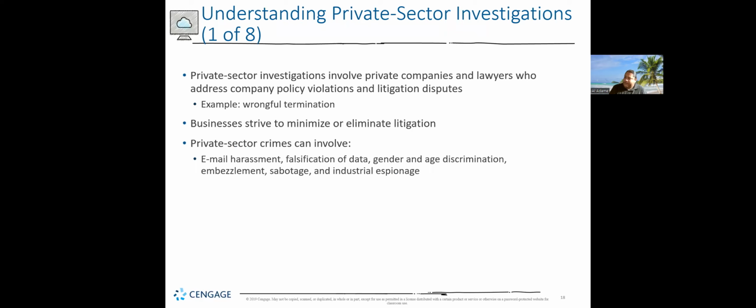Private sector, start with that for a bit. Investigations involve private companies and lawyers dealing with company policy violations and litigation disputes. Example, wrongful termination. So let's say someone is wrongfully terminated from a company and they say, no, I was within my right to be here, or I shouldn't have been fired. They can have people sift through company email, granted that they have permission to do it because of the Department of Investigation through the labor board or what have you. Government entities get powers like that. They're local or statewide, and they can do that kind of stuff. And then they can find out why they were terminated, why it was legal, why it wasn't legal. Whole nine yards. Businesses try to minimize or eliminate litigation. They will try to shut it down as hard as they can, but sometimes they just can't go around it.